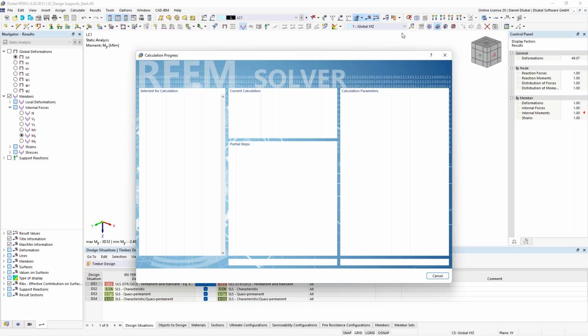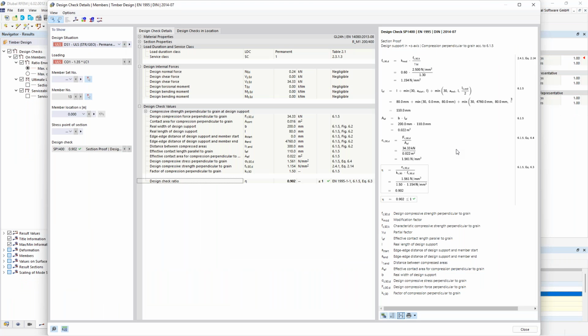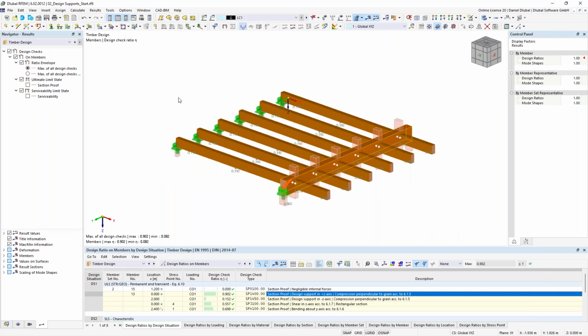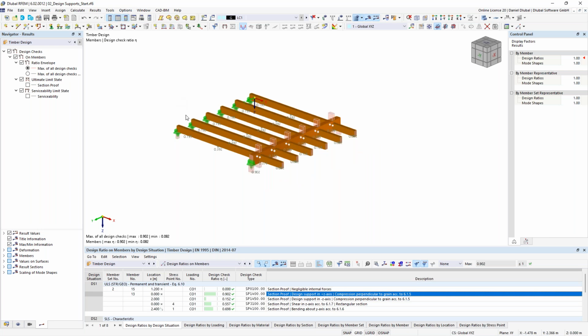And now we can see here the design ratio, that this section proof design support is fulfilled. We can also double click on that and we can see, okay, it works. Also here with the effective contact length parallel to grain, these are the 80 millimeters that we have increased in order to get a good ratio under one. Okay, so much for that. So remember, design supports are for the proof of compression perpendicular to grain direction.